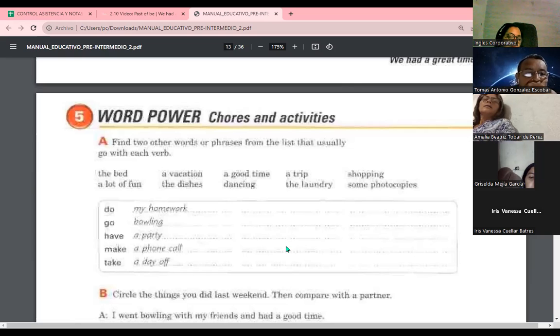The dishes, ¿qué hace usted? Do the dishes, lavo los platos. Dicho yo lavo los platos y como digo, I wash the dishes. No, I do the dishes, o sea, lavo los platos. I do the dishes, okay.